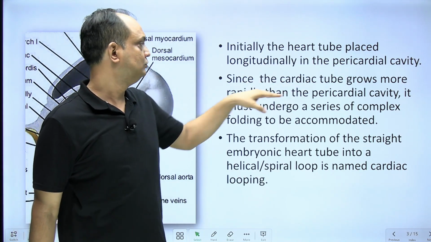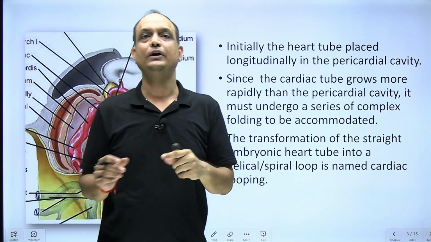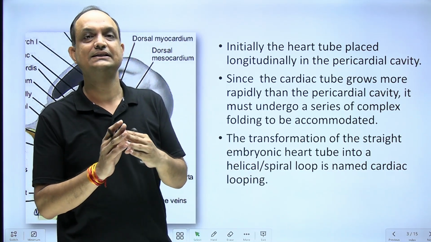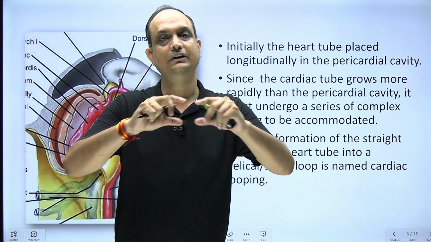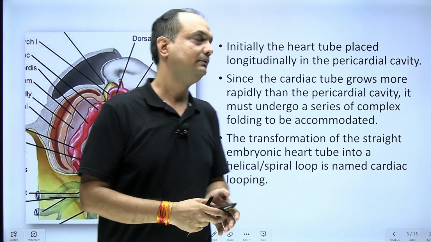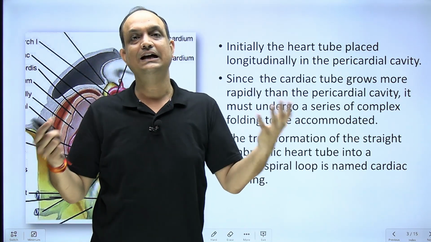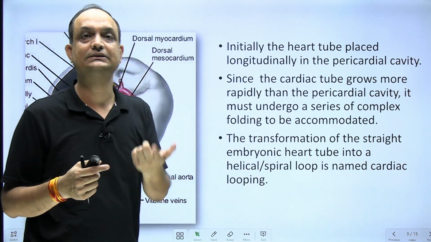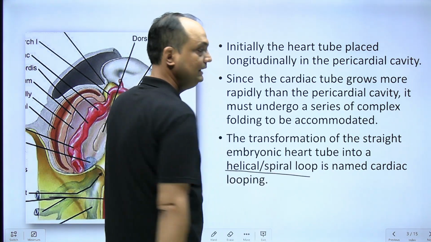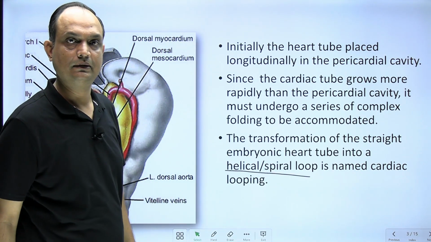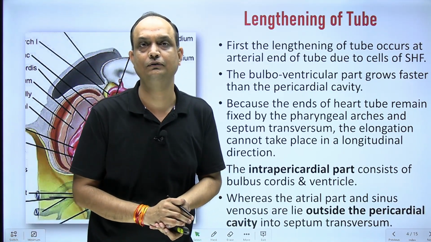Since the cardiac tube grows more rapidly, now see, there are two things, one is the tube, one is the cavity. If the cavity and tube are growing at the same pace, then the tube can accommodate in the cavity, because the cavity is also increasing in size. But the tube is growing much faster, so the cavity is smaller and the tube is larger. In the end the tube has to fold itself to accommodate inside the cavity, and that's why there is a formation of a helical loop, which is known as cardiac looping. Clear? So now the first concept is how the lengthening of the tube occurs.